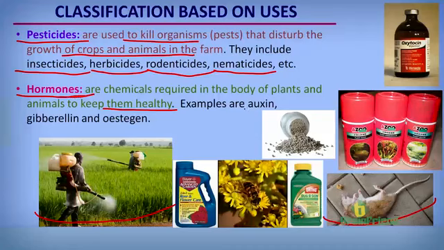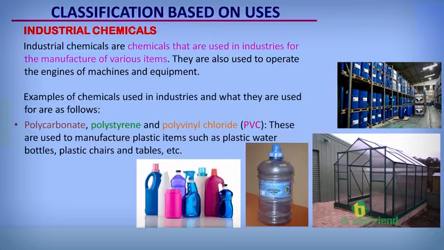Examples of hormones are auxin and gibberellin. Auxin and gibberellin are hormones that are used for plants. And estrogen is an example of a hormone that is used for animals. Having said that about agrochemicals, let's move to the next group of chemicals based on uses. Industrial chemicals. Industrial chemicals are chemicals that are used in industries for the manufacture of various items. So we use these chemicals in different types of industries to manufacture items.